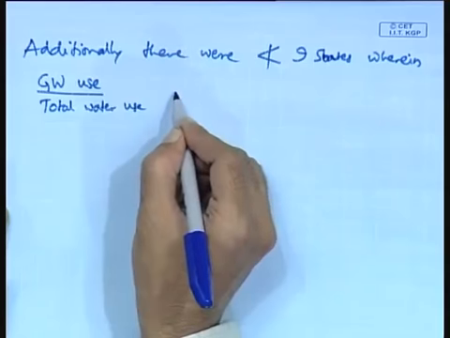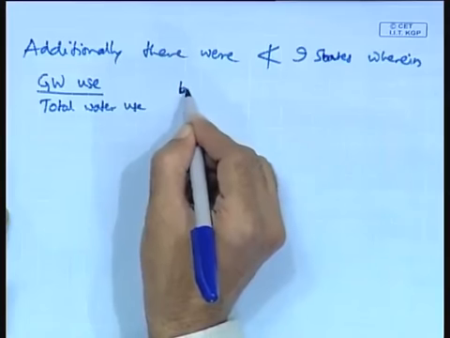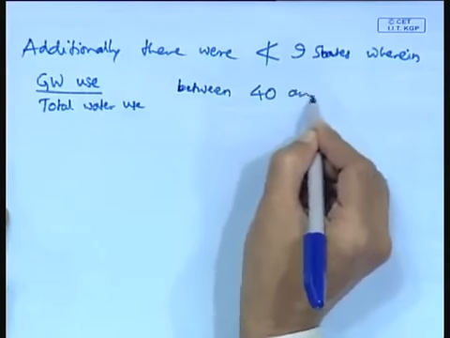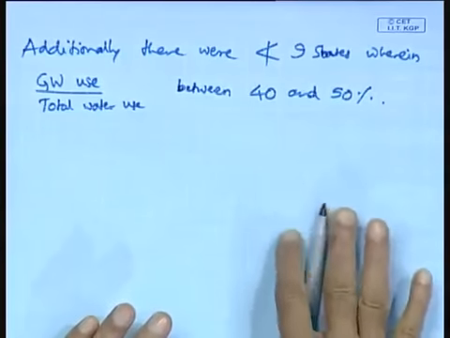It was between 40 and 50%. So, you can say at least 40% of the states in the US depended significantly on groundwater for carrying out their various activities.